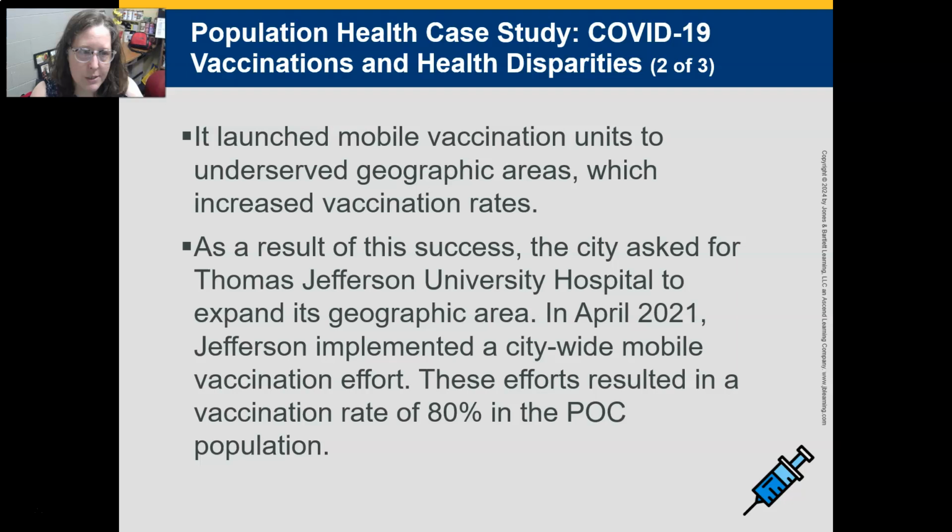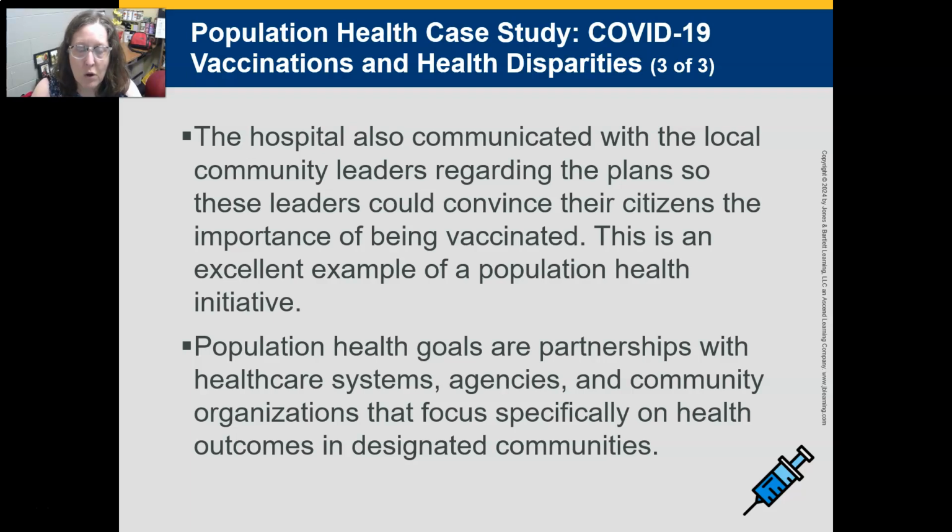Then as a result of this success, the city asked the Thomas Jefferson University Hospital to expand its geographic area. In April 2021, Jefferson implemented a citywide mobile vaccination effort. These efforts resulted in a vaccination rate of 80% in the people of color population. The hospital also communicated with the local community leaders regarding the plans so that these leaders could convince their citizens of the importance of being vaccinated.